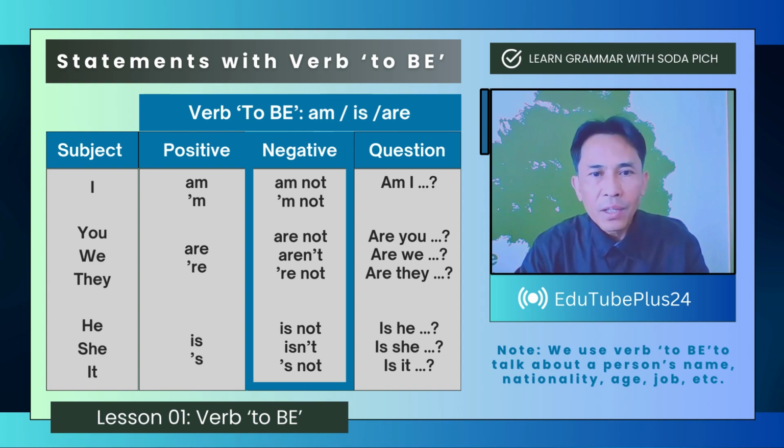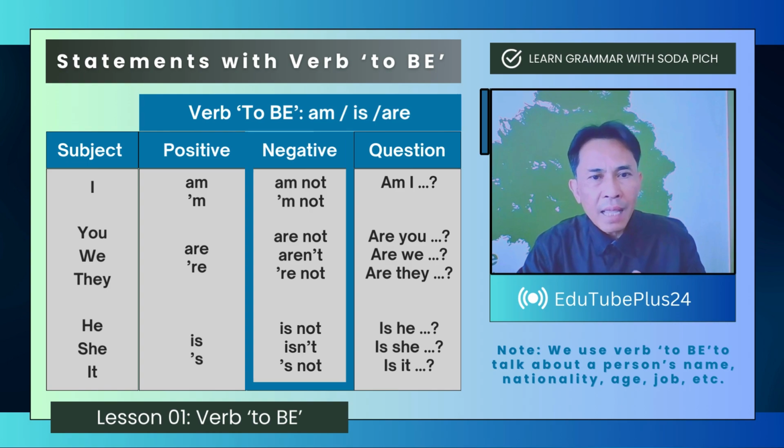So remember, you can always shorten them when you speak. And for the last three, he, she, and it, all we do is add not with is. So we could say, she is not, he is not, it is not. Or you can shorten it to say, she isn't, he isn't, it isn't.